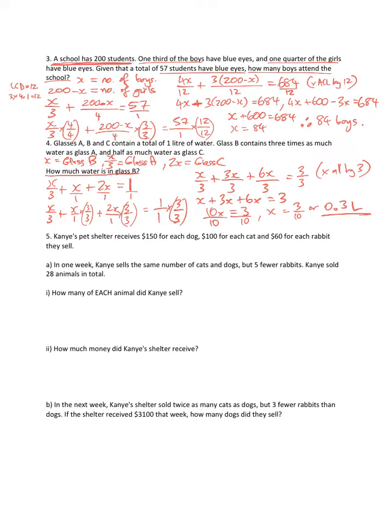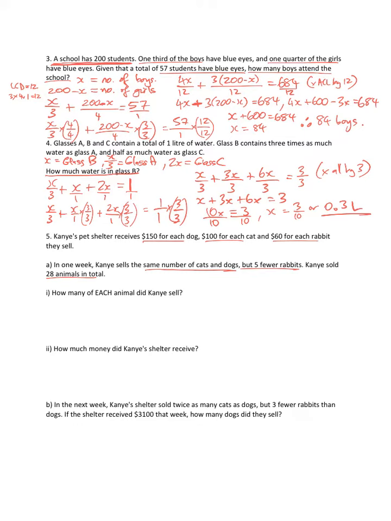Alright, Kanye's pet shelter receives $150 for each dog, $100 for each cat, $60 for each rabbit they sell in 1 week. Same number of cats and dogs, 5 fewer rabbits, sold 28 in total. How many of each animal did Kanye sell?